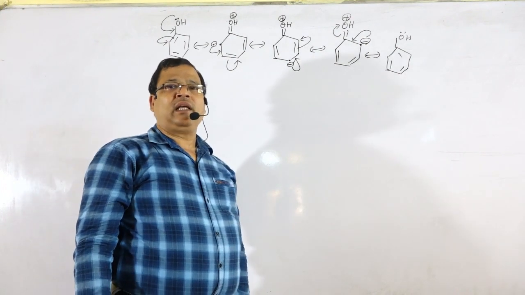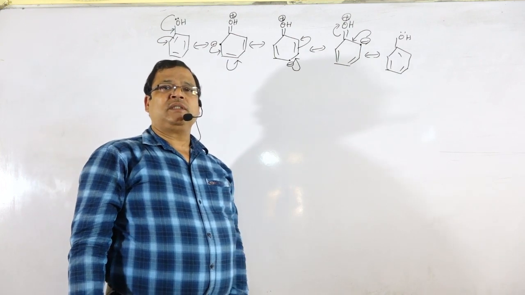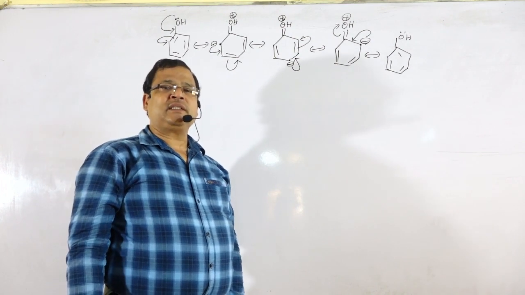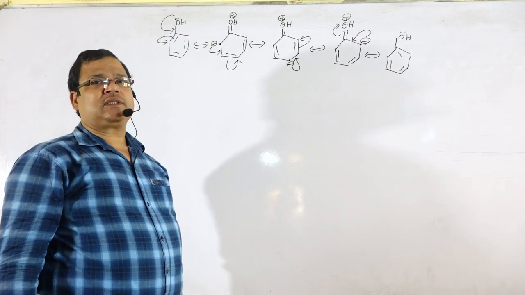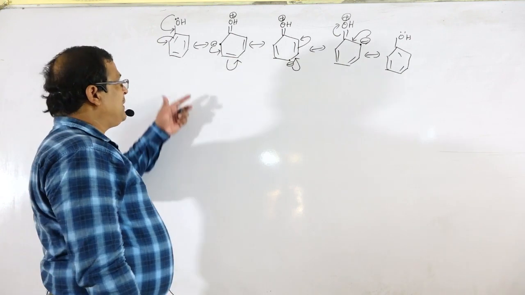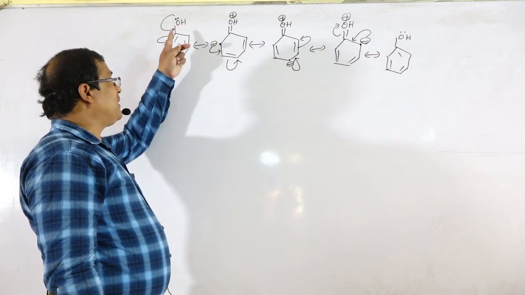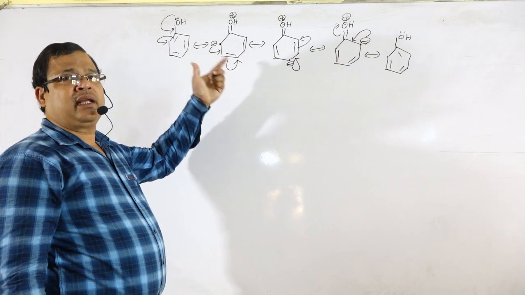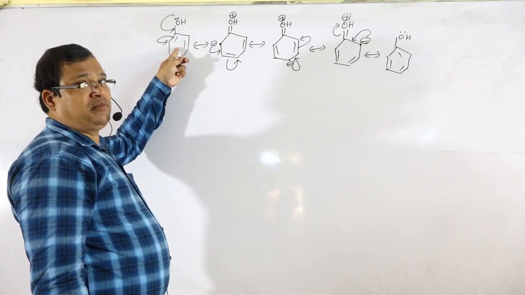Therefore, electrophiles like NO2 plus, Cl plus, Br plus, SO3, CH3 plus, etc., will get directed to these ortho and para positions, and we will get the ortho and para products. So first we explain why the presence of the OH group in the benzene ring is ortho-para directing and ring activating. Why ring activating? Because it will increase electron density in the benzene ring.